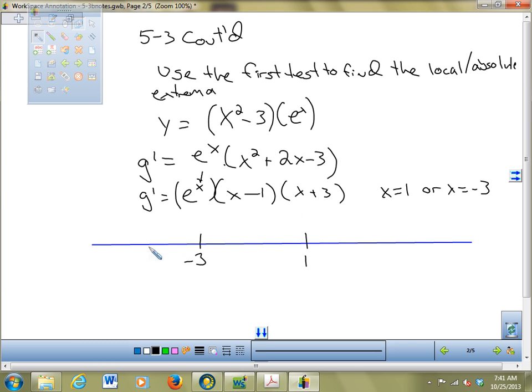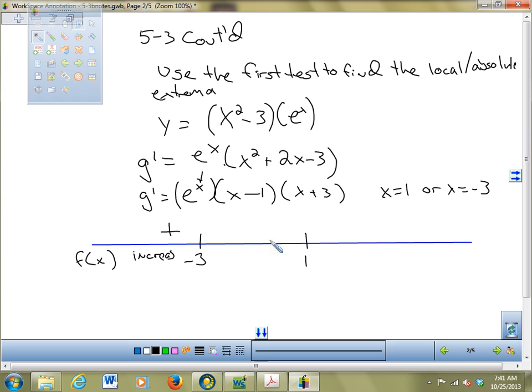So if I plug in a number to the left, like negative 4, I'm going to get negative 5 times negative 1, which, well, what's a negative times a negative? Positive. So over here, I have a positive. So this means that the derivative is positive, which means my function is increasing. So f of x is increasing. Yes? No? Maybe? Did I do that right? I think I did that right.